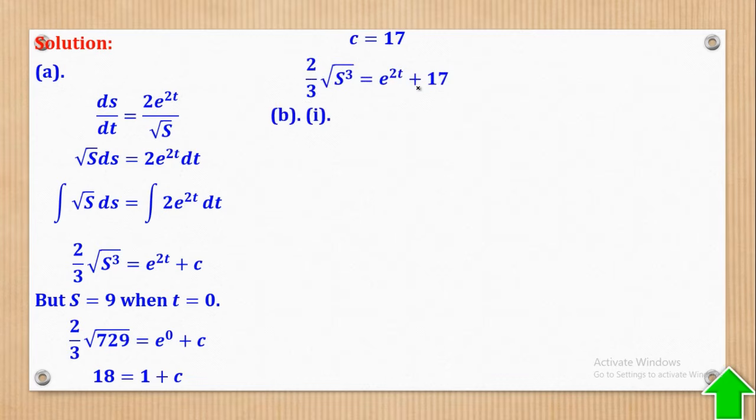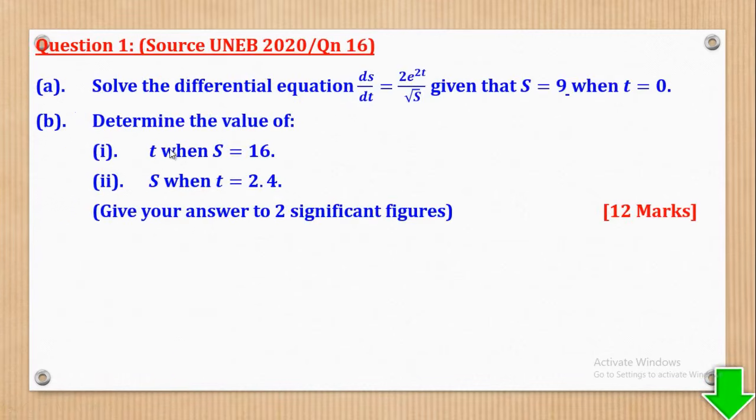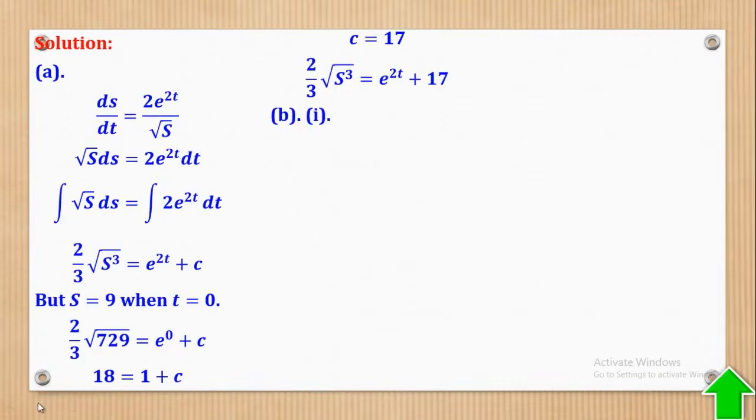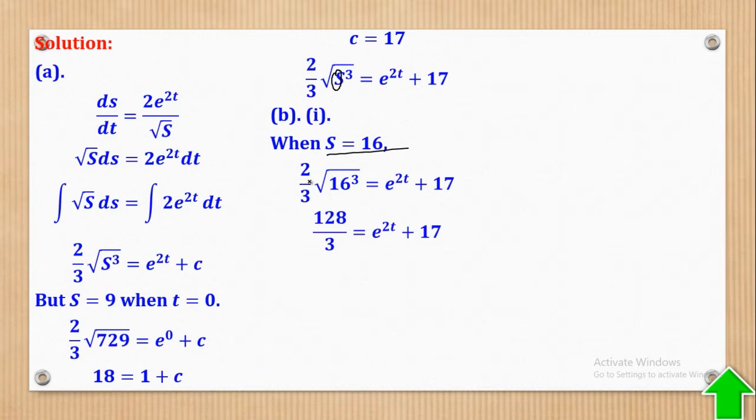So in that case, we have solved the differential equation because there's nothing like a derivative in this equation. Now when you go to part B, Roman 1, determine the value of t when s is equal to 16. So when s is equal to 16, you shall come and put 16 here, then make t the subject. When you make t the subject, you shall be able to come up with the value of t.